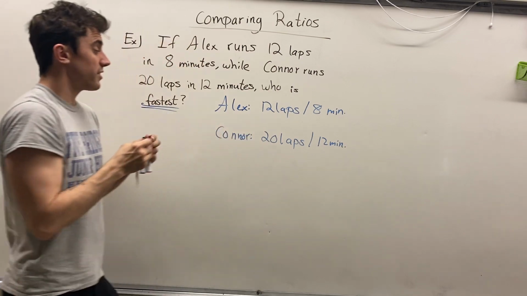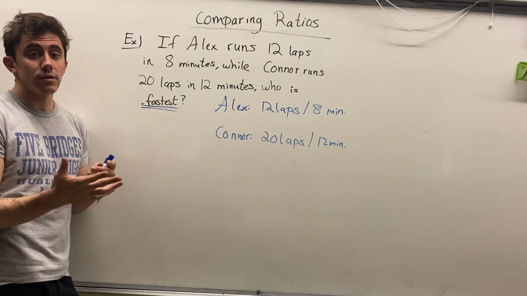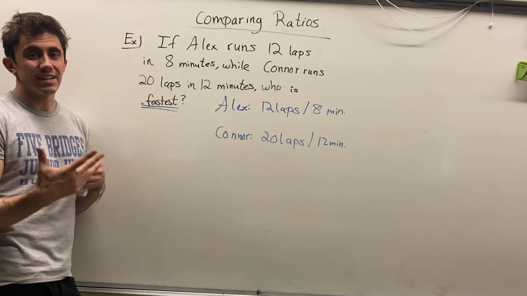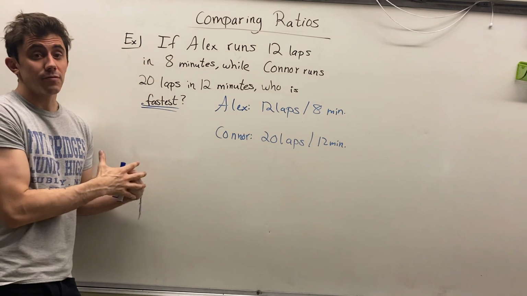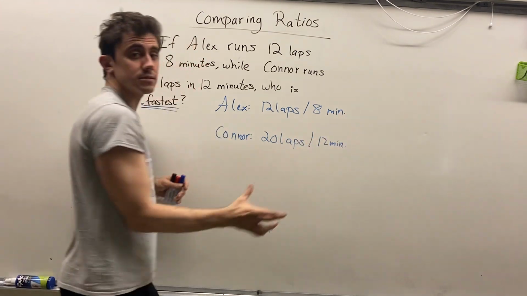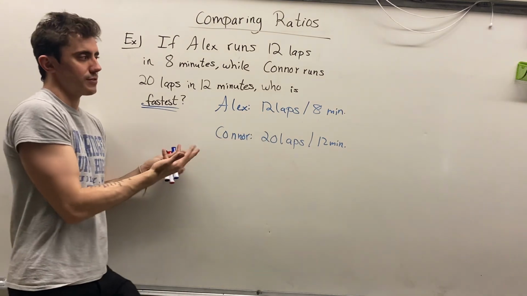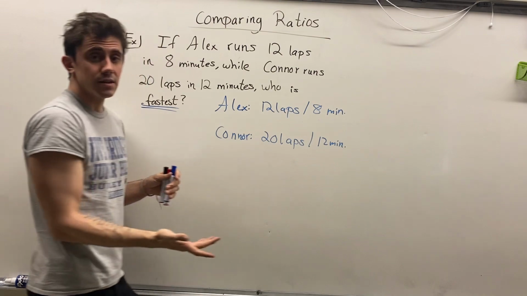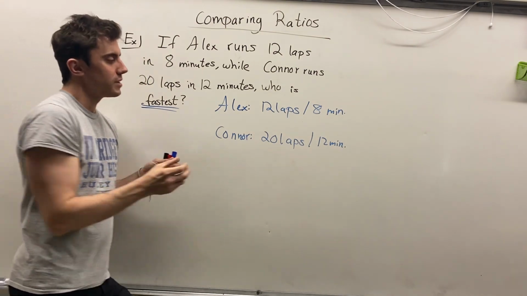Now, to figure out who's the fastest, we simply want to compare the two rates and figure out who's running more laps in a given number of minutes, right? Now we can use any given number of minutes. We simply have to get the same number of minutes in both rates so that it's easy to compare who ran the most laps. We can't compare laps if they're running different amounts of minutes, right?